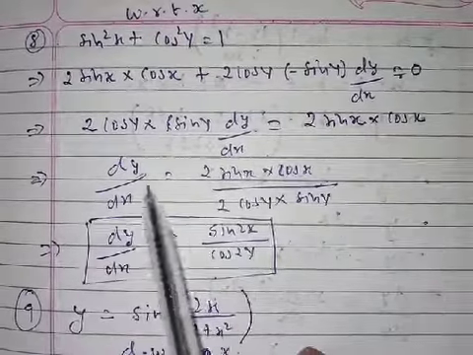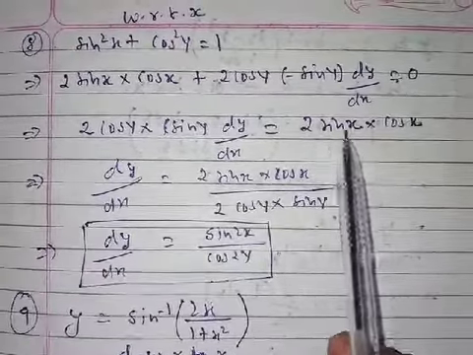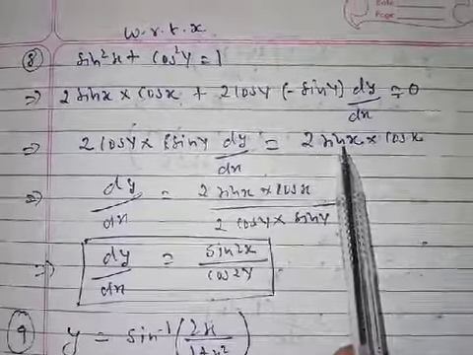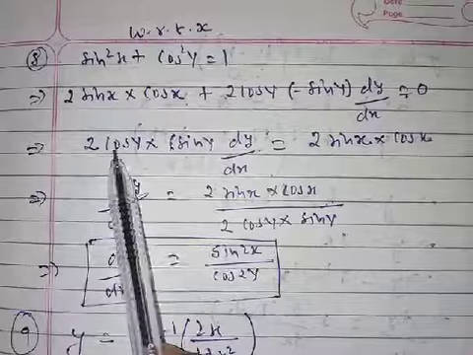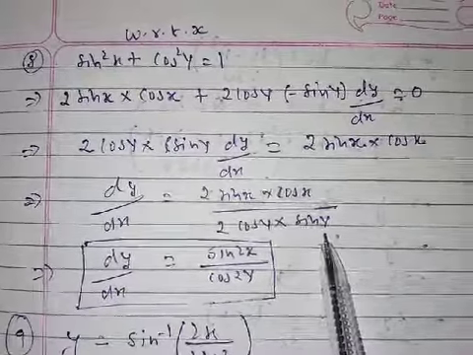So dy by dx is equal to 2 sin x into cos x upon 2 cos y into sin y. See?